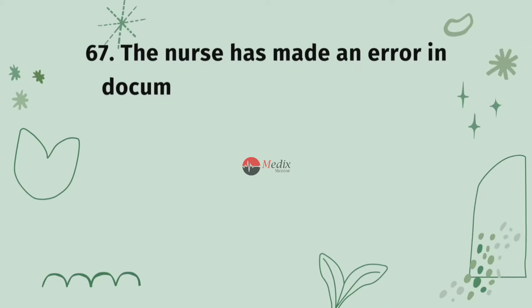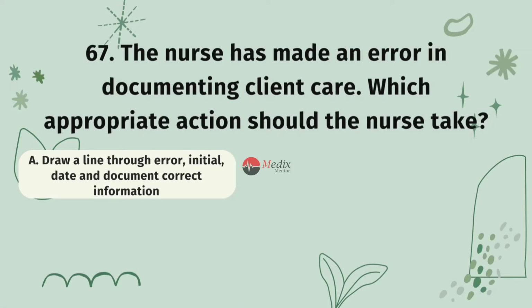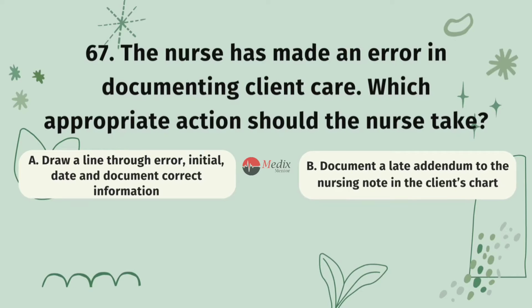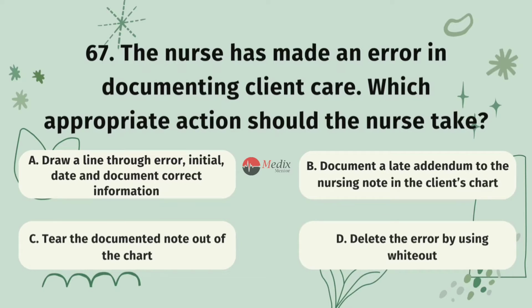Question 67. The nurse has made an error in documenting client care. Which appropriate action should the nurse take? Option A, draw a line through error, initial, date, and document correct information. Option B, document a late addendum to the nursing note in the client's chart. Option C, tear the documented note out of the chart. Option D, delete the error by using whiteout. The correct answer is A.